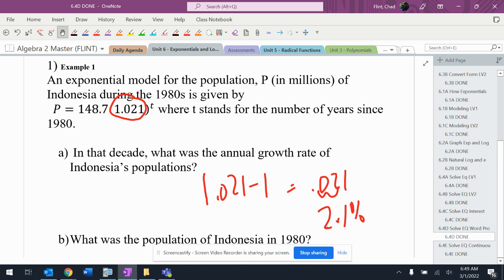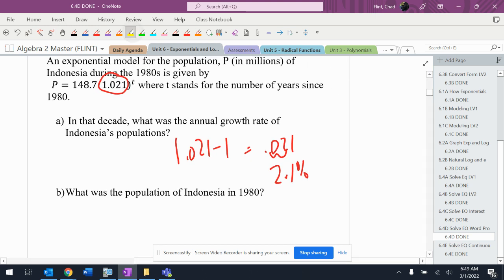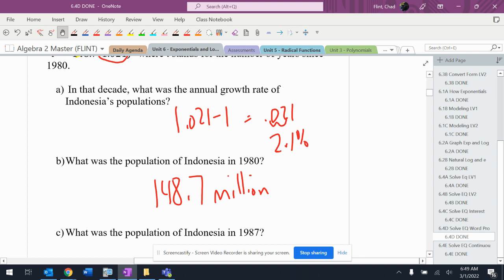What was the population in 1980? That's the original population, which is that A number right there. 148.7 million. We also have to make sure that we read the problem in terms of what units it's in, because the numbers are normally going to be small looking numbers, but they're usually going to be in millions or thousands or hundreds or something. So we have to take a look at that and make sure we're labeling things correctly.